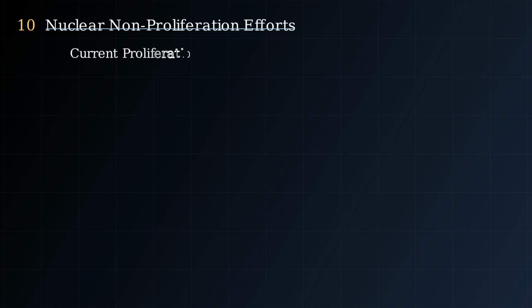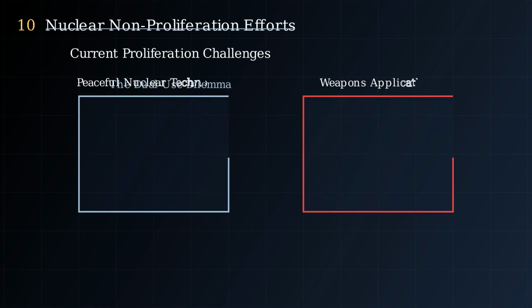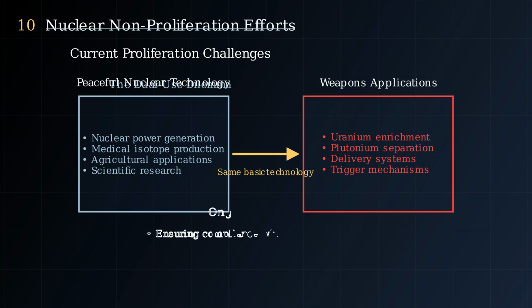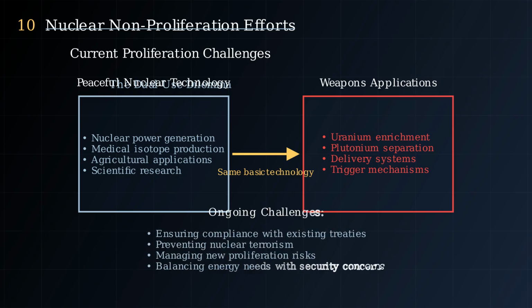One of the biggest challenges in non-proliferation is the dual-use nature of nuclear technology. The same basic scientific principles and technologies that enable peaceful applications like nuclear power can also be repurposed for weapons development. Despite significant progress in nuclear non-proliferation efforts, several challenges remain.